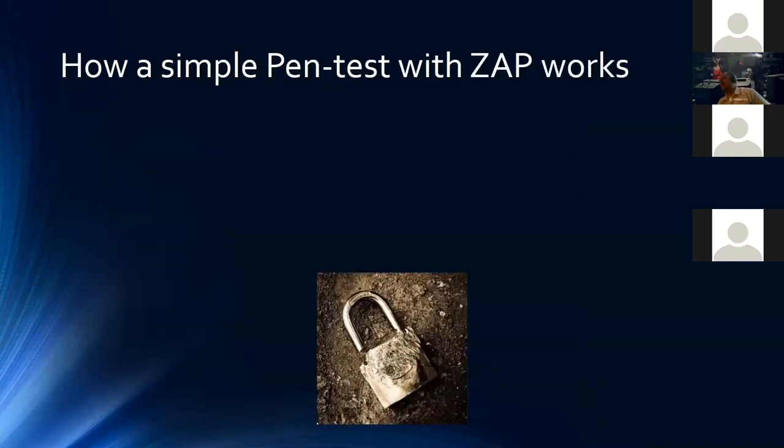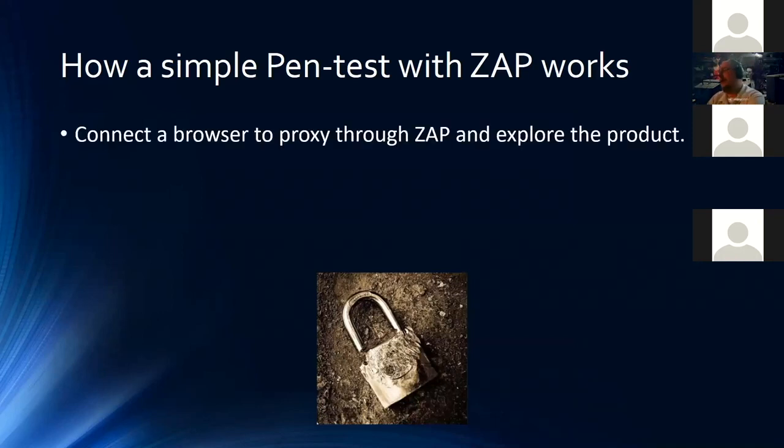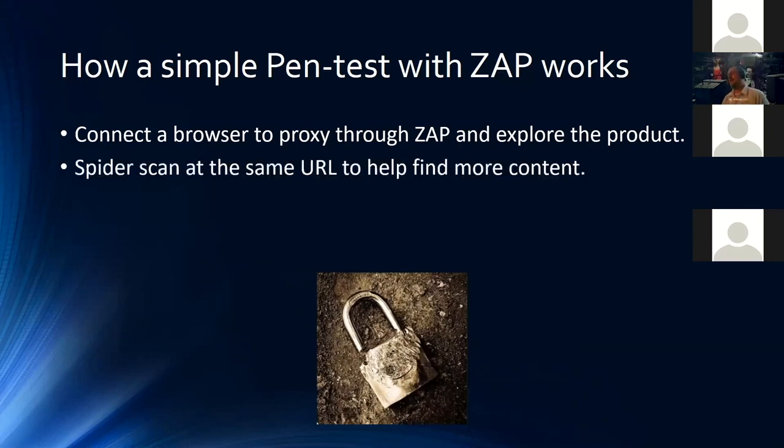So starting with it, if you're going to be using ZAP to do a pen test, you're going to connect a browser, a proxy through ZAP, and explore the product. So this is just like your normal functional test. You're going to log in, exercise functionality, make sure it can see parameters, cookies, sessions, and stuff like that. And it's going to learn about your product.